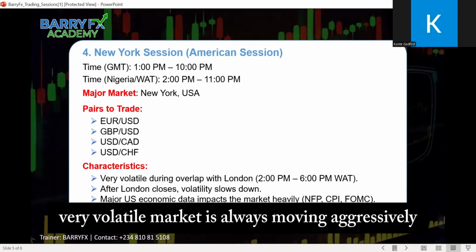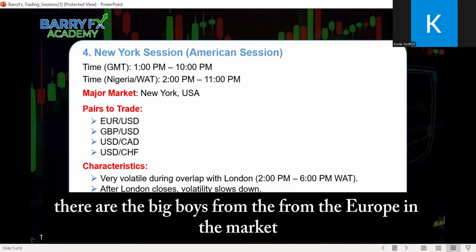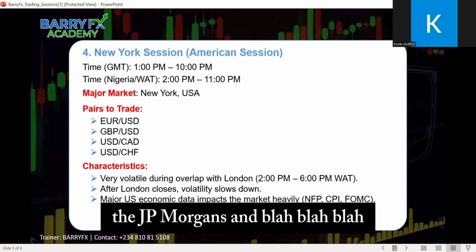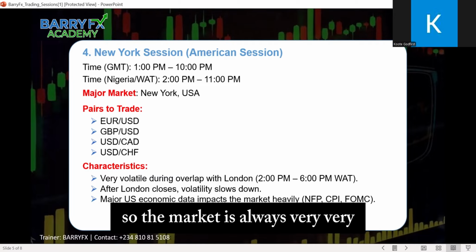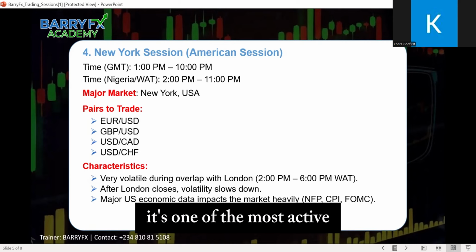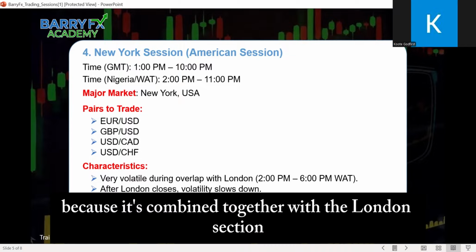The market is always moving aggressively because there are a lot of people in the market. There are the big boys from Europe, from America, from all the big banks, the JP Morgans, and so on. They are all in the market during that hour. So the market is always very active during this New York session. It's one of the most active sessions ever, because it's combined with the London session and the New York session.